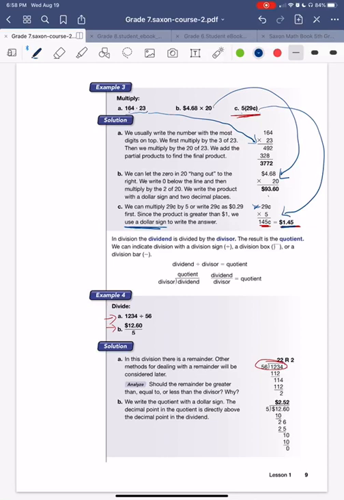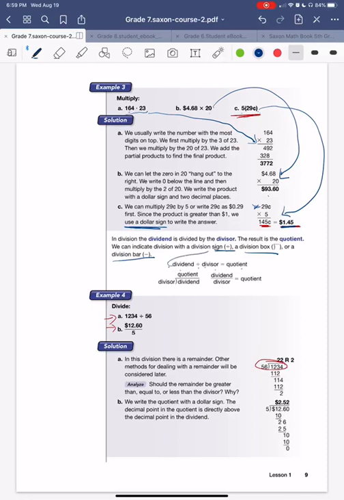Now the last operation is division. So in division, the dividend is divided by the divisor. I know that's a lot of D's, okay? But in division, the dividend is divided by the divisor. The result is the quotient. So we can indicate division with the division sign, like we usually do, or we can do it with the division box, or with the division bar. So there's three ways: sign, box, or bar. And all three ways have been shown, okay?